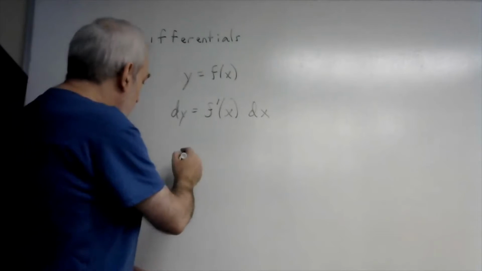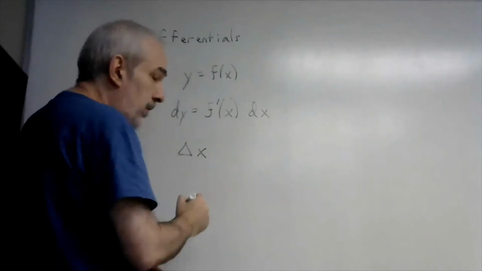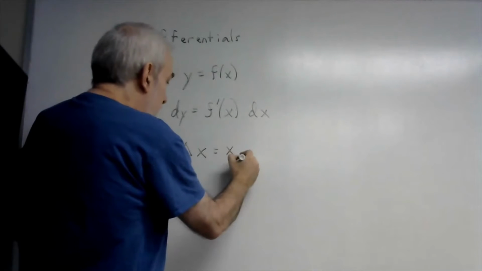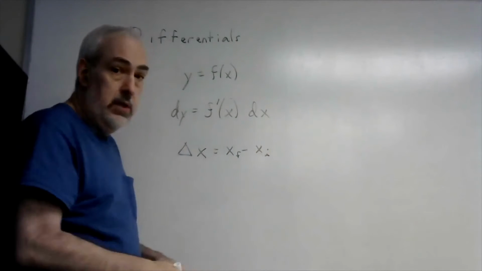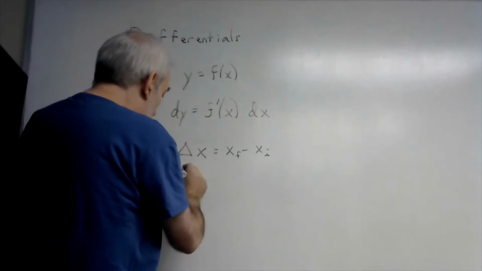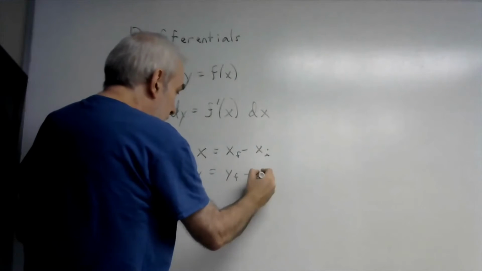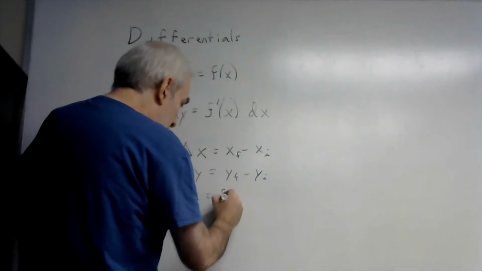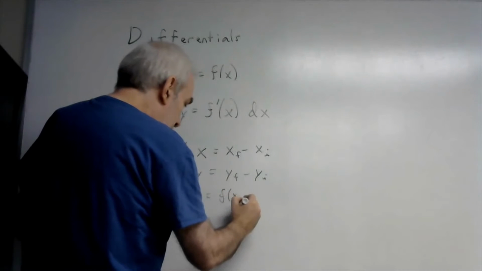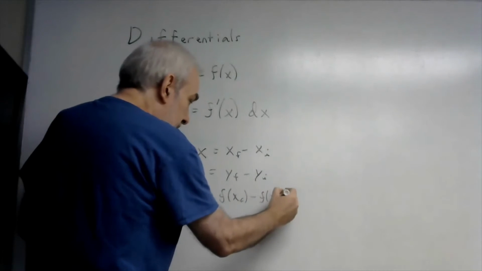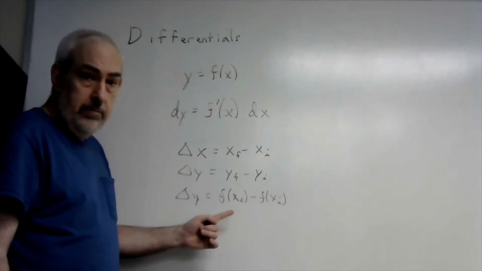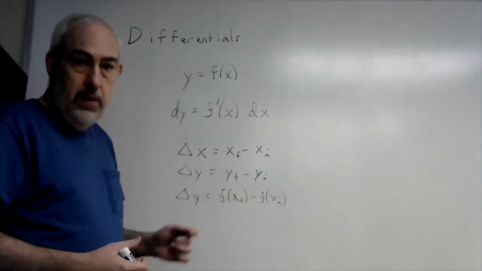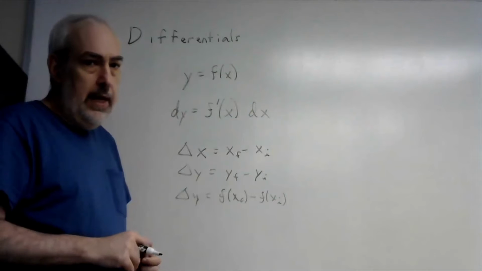A differential is an approximation to a change in the variable. Okay, we probably used this before. Delta x refers to a change in the variable x, and that's defined to be x final minus x initial. So change in y would be y final minus y initial, or f of x final minus f of x initial, because y is f of x. Okay, so these are just changes in a variable. A differential is close to that.